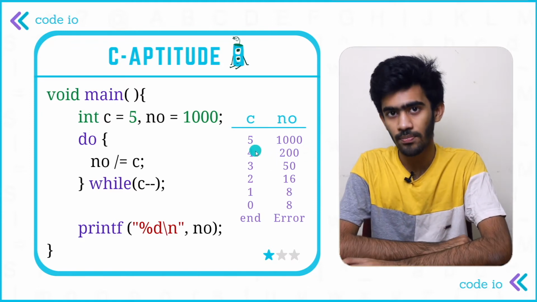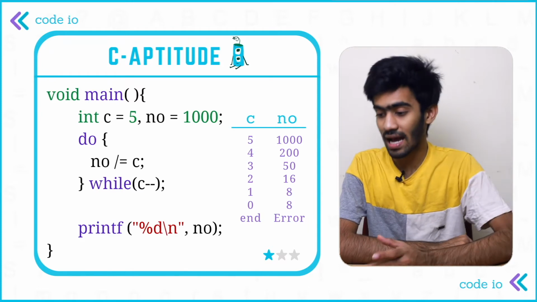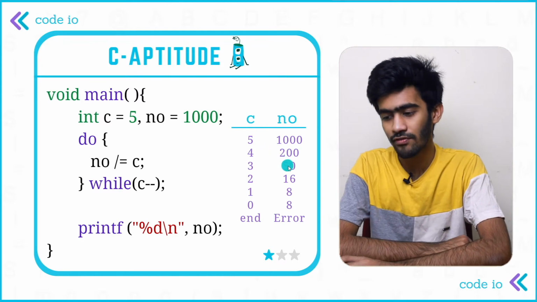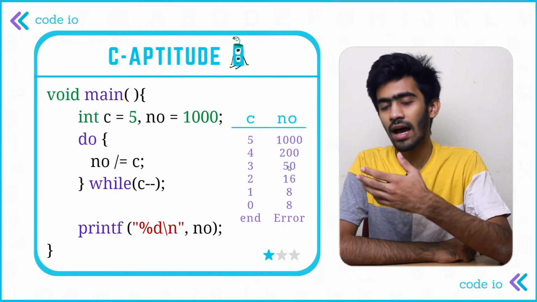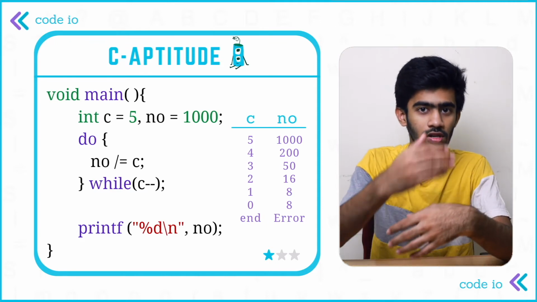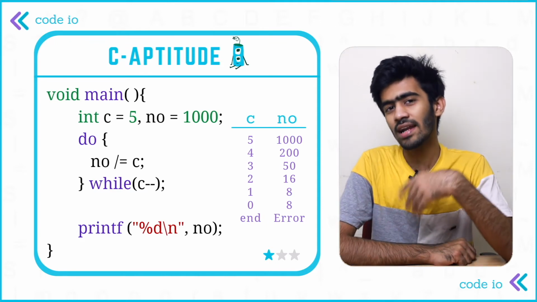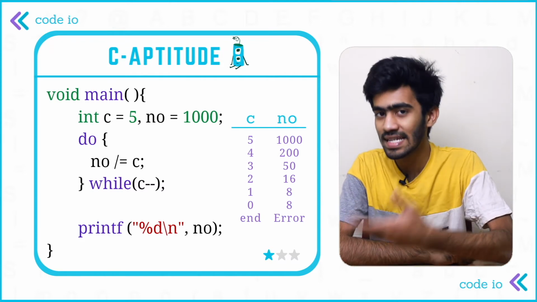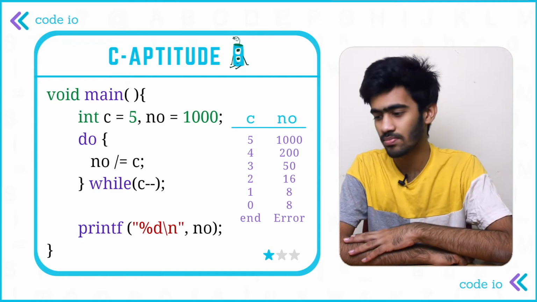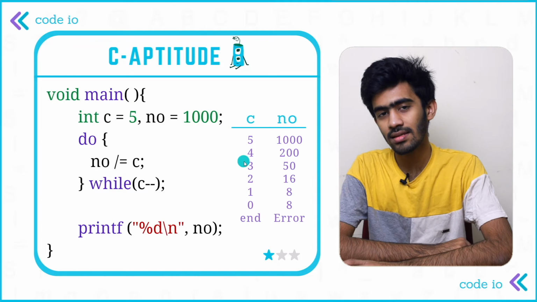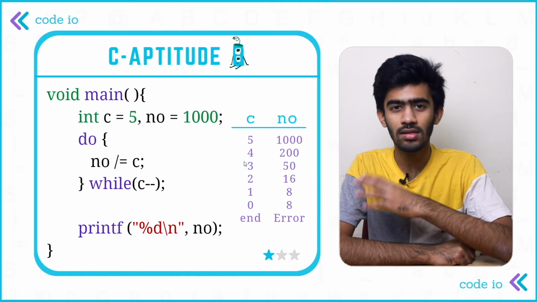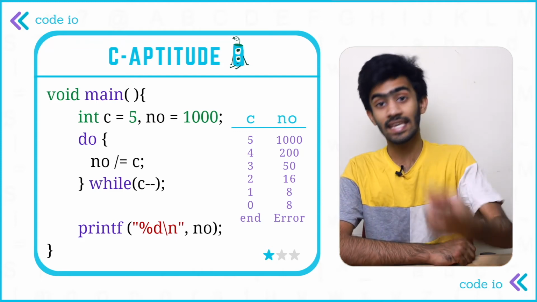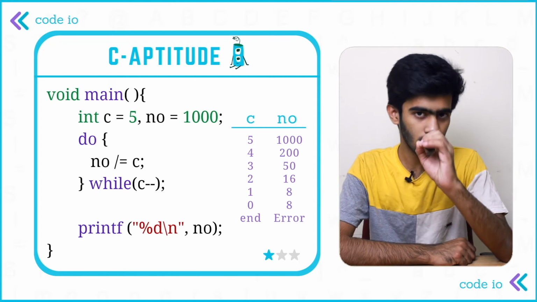Now the value of C is 4. So the do part will be executed and what would we get? 200 by 4, we'll get 50, right? So the value of NO is 50. Now we have 50 divided by 3, as 4 is being decremented to 3. 50 divided by 3 would be 16 point something, but since we have an integer here, the value 16 would be taken. So we have 16 here and 3 is being decremented to 2. 16 divided by 2 will get 8 and 2 will be decremented to 1. 8 divided by 1 will get 8 again, and now the value of C would be 0.